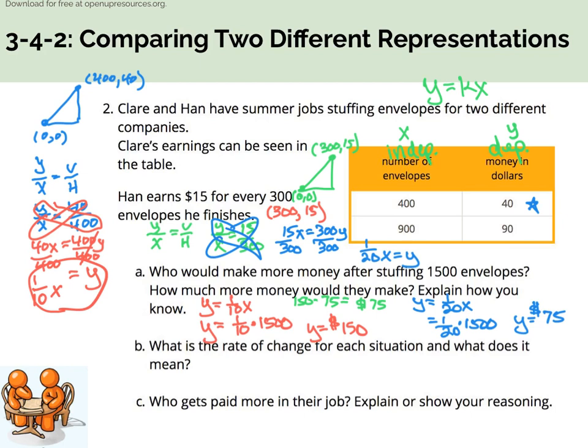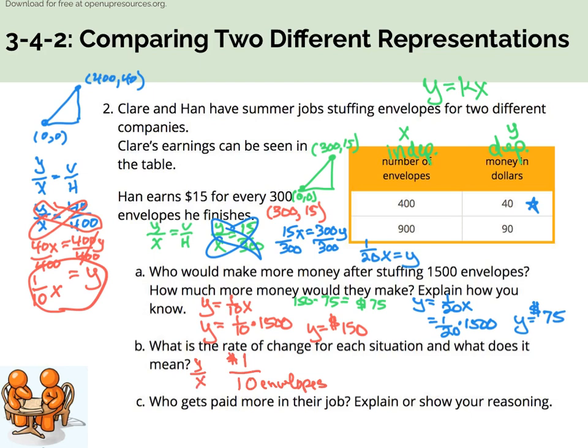And then what is the rate of change for each of the situations? We've kind of already talked about that. So Claire's rate of change is actually this K number. So hers is 1 over 10. And I'm actually going to go ahead and label it because we need to talk about what it means. So we have 1 over 10. And we have it as far as the rate of change itself. And what does that actually mean? So for every 10 envelopes, she gets $1. Because remember, it's the y over x is what we're working with.